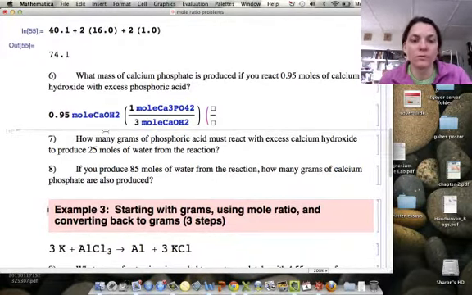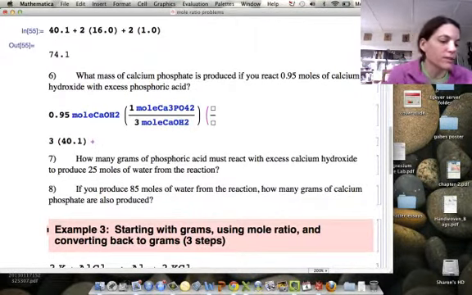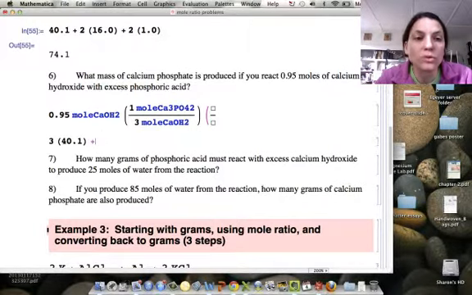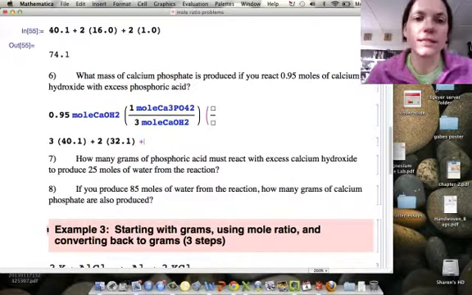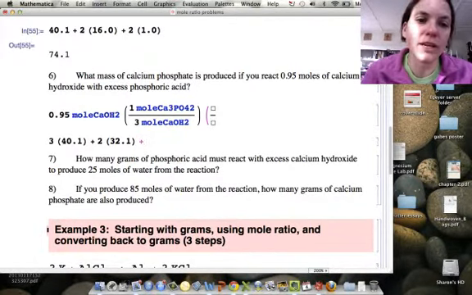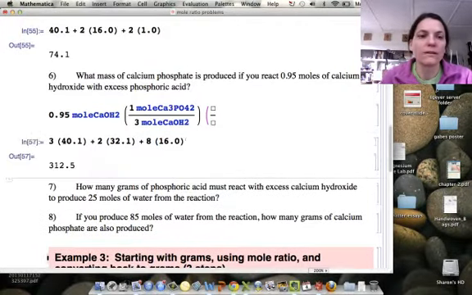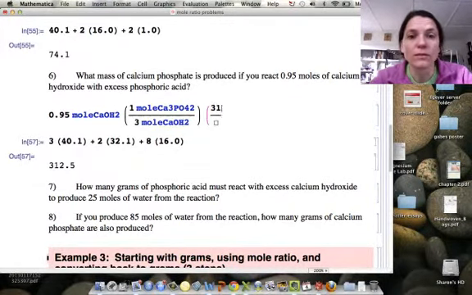Well, we know calcium from before. We have 3 calciums in the chemical formula. Each one is 40.1. Phosphorus, I don't know off the top of my head, is 32.1. And we have 2 of those, 2 times 32.1. And oxygen, we have 8 of those. 8 times 16.0. All right, so the grand total is 312.5. That tells us the number of grams per mole for calcium phosphate. So we're going to put that on the top.